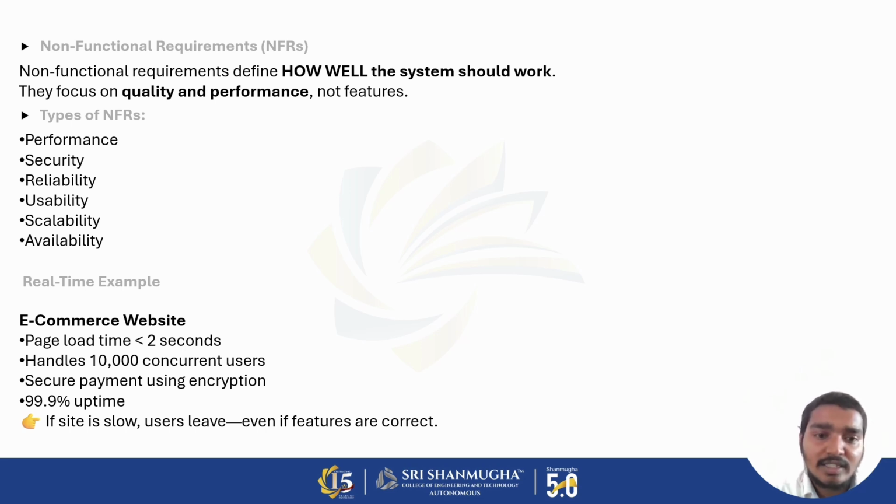The real-time example is an e-commerce website. E-commerce websites like Flipkart and Amazon work with a response time of under 2 seconds. It handles 10,000 concurrent users. Payment security is very important as a non-functional requirement. If the site is slow, users can leave even if the features are correct. So they work for more reliability and more scalability. For example, Amazon and Flipkart serve all kinds of users accessing them every time.